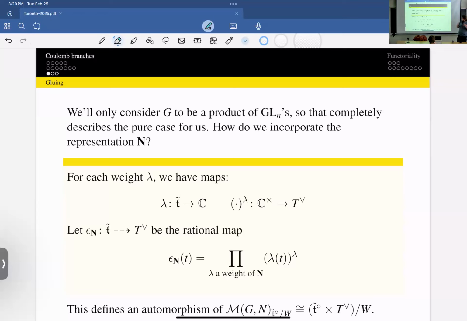This is all happening in sort of the pure case. So I can think about multiplying these together using the pure group structure. And so it defines an automorphism of this open subset, where I have T check, and then the open subset of the torus where none of the weights are vanishing. I mod out by W.